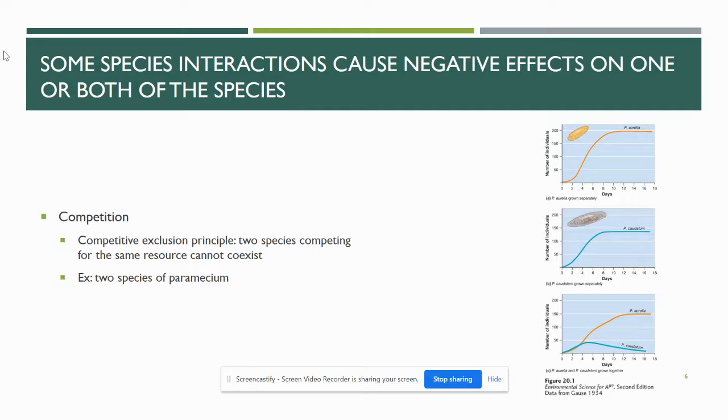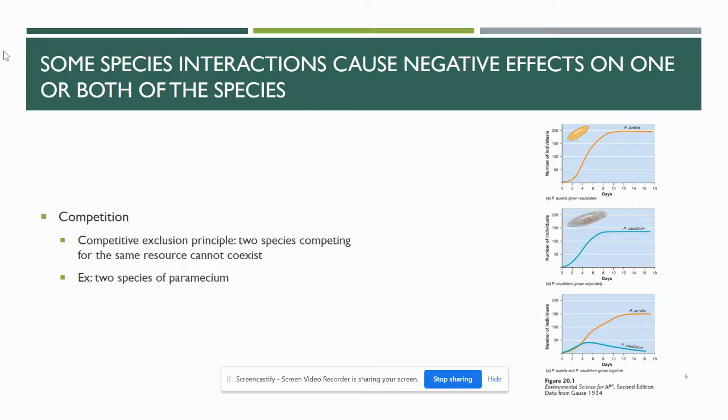The competitive exclusion principle tells us that two species competing for the same resource cannot coexist, which you can see here between two species of paramecium. When they are both living together, one species prevails and the other one dies off.